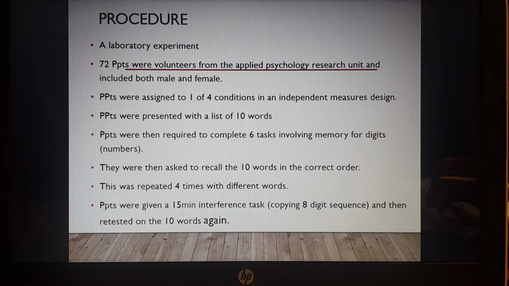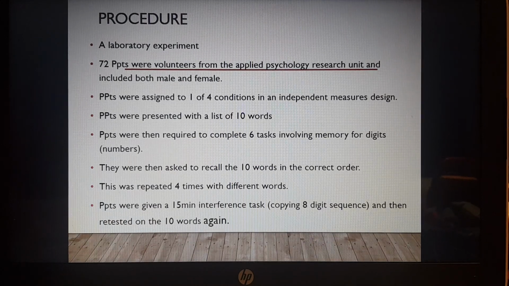Then participants were given a task involving memory for digits, so they had to recall some numbers. They were then asked to recall the 10 original words in the correct order. This process was repeated 4 times with 4 different lists of words. They were then given a 15-minute interference task, which is copying 8-digit sequences. And then they were retested on the 10 words again later.